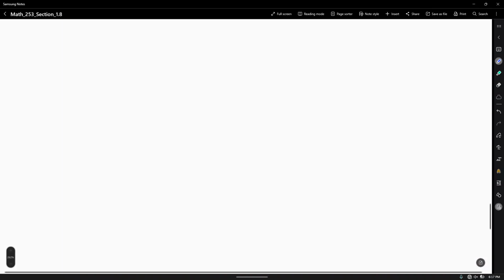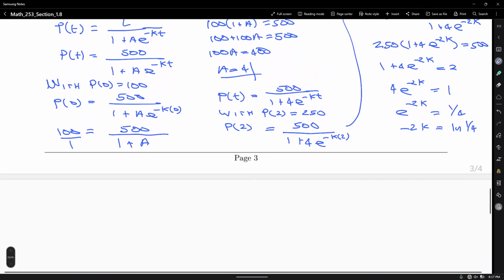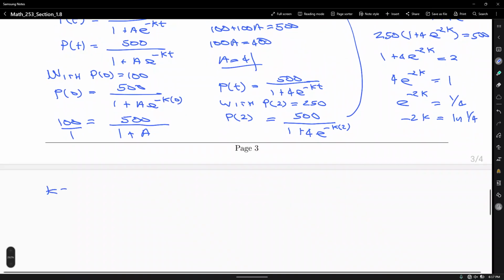I'm going to add one more page on my notes. You guys might want to continue on the back side of the page. Okay, so k equals negative 1/2 ln of 1/4. So that's the value of k. And if we use a graphing calculator, this should be approximately 0.693. I'm going to leave it like this in 3 decimal places. Okay, 0.693. All right. What's next?